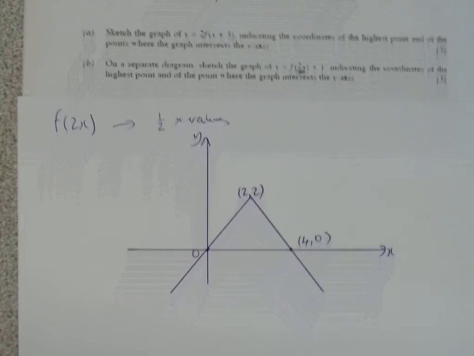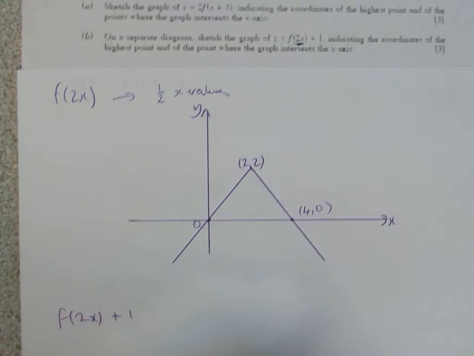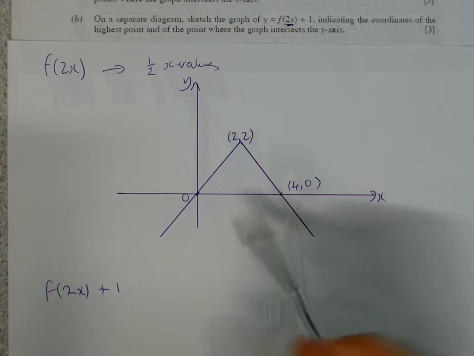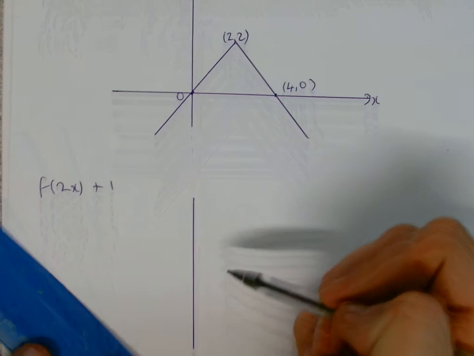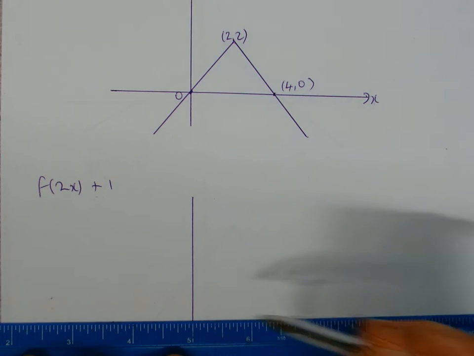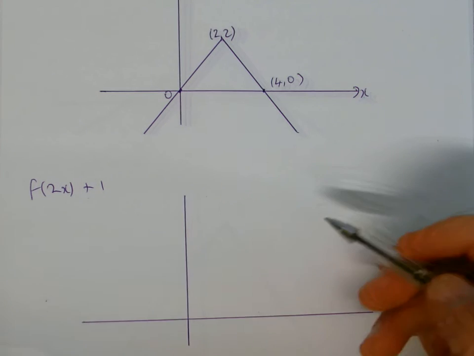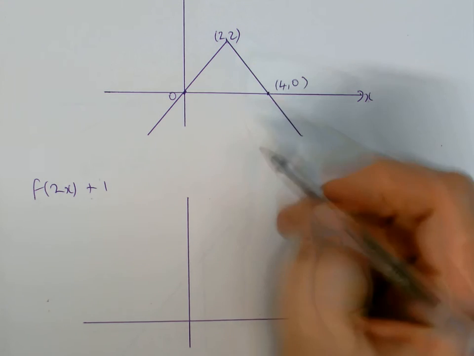Now we want to do f of 2x plus 1. So f of 2x plus 1, of course, means you're shifting the graph up by 1. So this is a change in the y direction. Everything from here gets shifted up 1, and then you've got your solution. So you need to use what you've just drawn and shift everything up by 1. Notice all they want is where the highest point is going to be. If you're shifting up 1, it's going from (2, 2) to (2, 3).